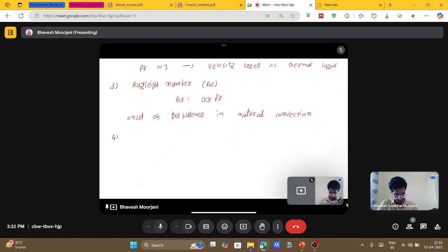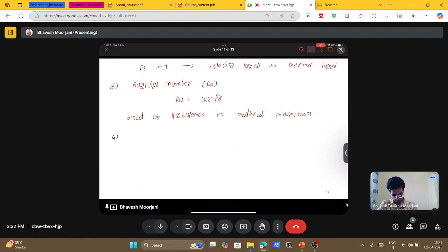Another quantity used for forced convection is the Reynolds number. We already know this, right? That is inertia force by viscous force. We have already used this Reynolds number in our fluid flow operation laboratory, so I am not going into details.